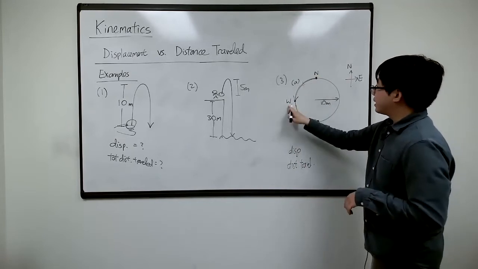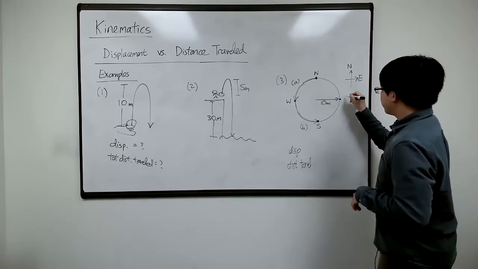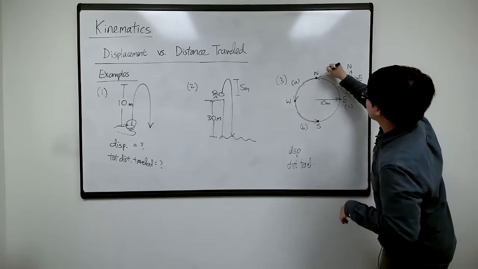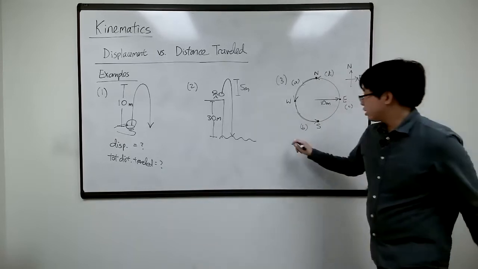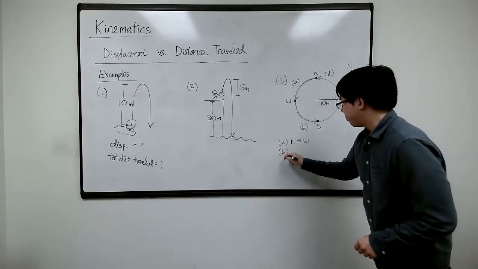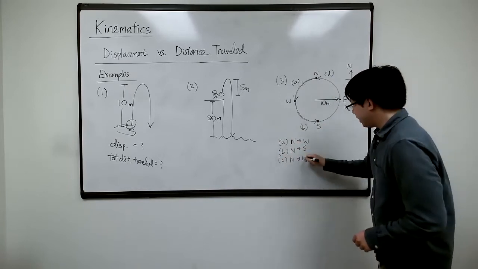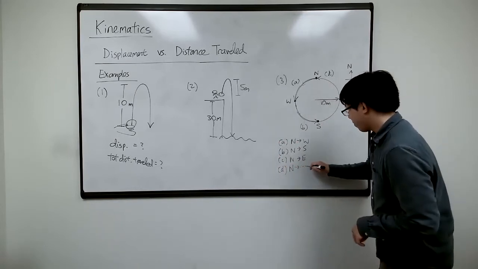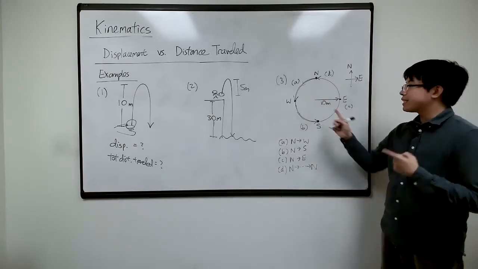So part A from here to here, part B from north to south, part C from north all the way to east, and part D all the way back to north, right? So let me get the question clearer. Part A from the north point to the west point, part B from the north point to the south point, part C from the north point to the east point, and part D from the north point all the way back to the north point. For each one, tell me the displacement and the distance.